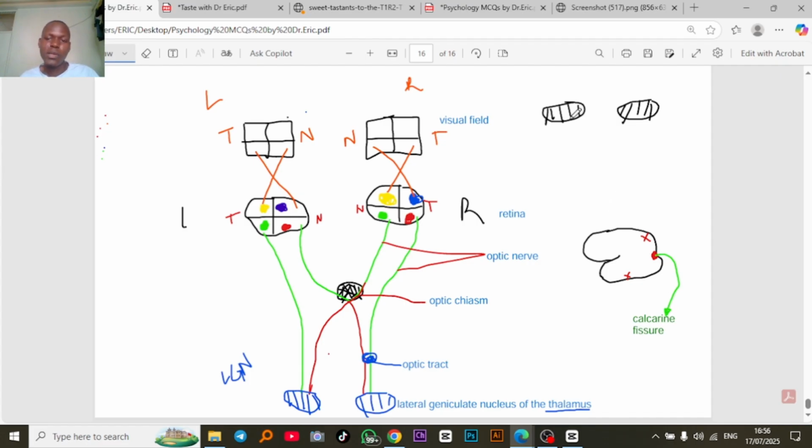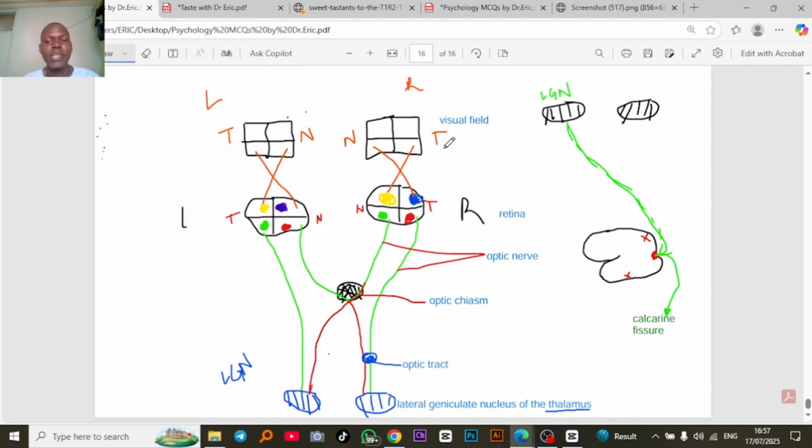So, since these optic radiations are coming from the lateral geniculate nucleus and they are going to the calcarine fissure, they can also be called the geniculocalcarine tracts. I believe you won't forget that. So we have optic radiations from our lateral geniculate nucleus moving to the primary visual cortex through those geniculocalcarine tracts, or call it just the optic radiations.